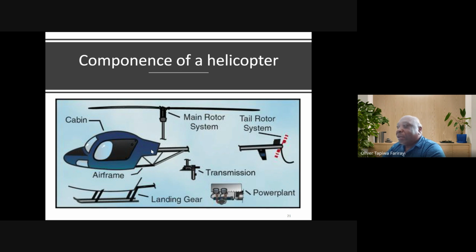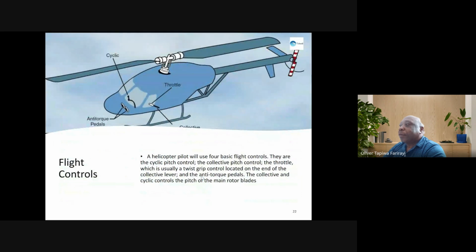Then there's the transmission. So you have to transmit between what's happening in the front here and also at the back here. Then you've got the landing gear. Then you've got the power plant, which is just a nice way of calling an engine. Okay, and then there is also what we call the anti-torque pedals. We'll see what the torquing can do. And then there is the cyclic as well, which kind of looks like a joystick. And then your throttle is just on the side here.